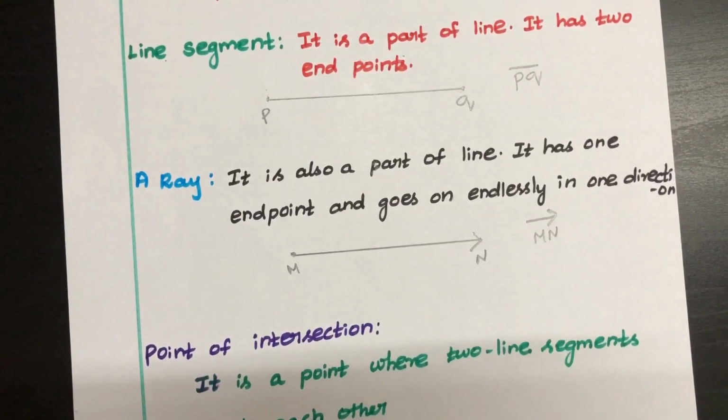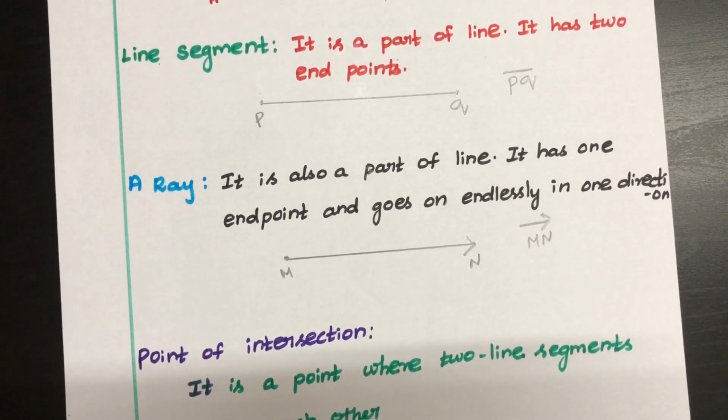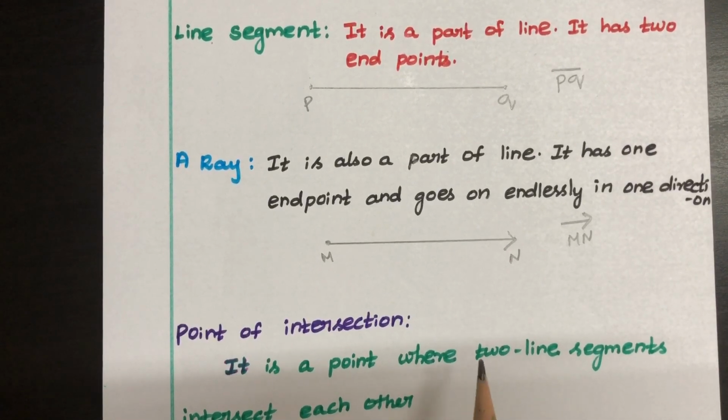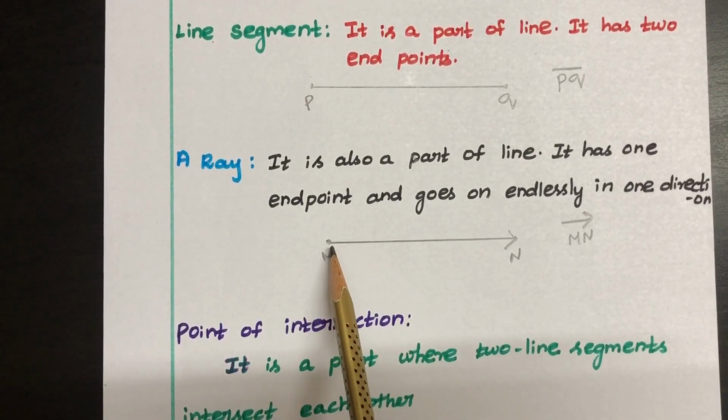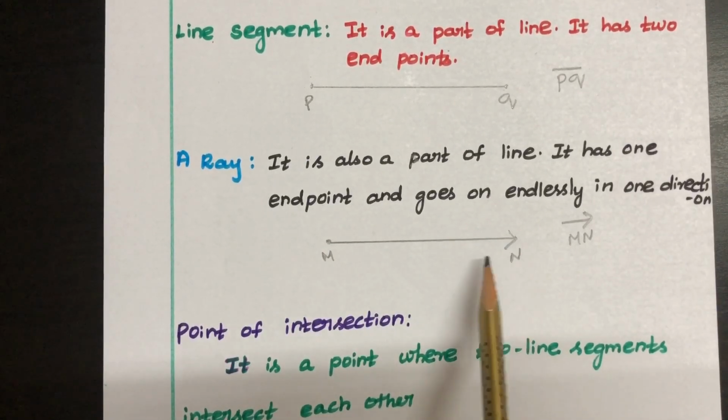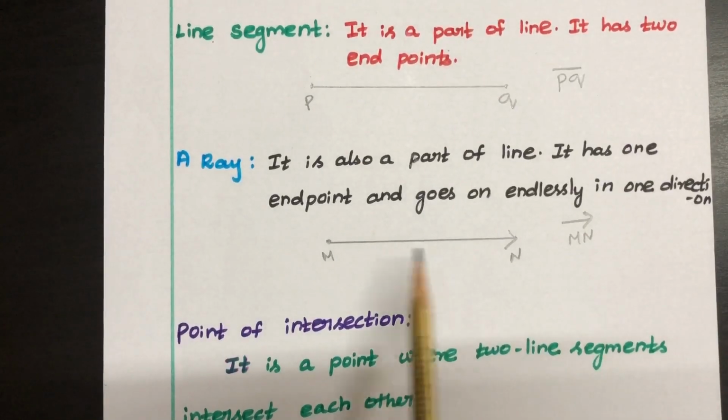For example, if you are using a torchlight, the torchlight is the starting point. From there, light will go as a ray, going endlessly. That is called a ray of light. Here in the line, it is called a ray. That means it has a start point but no end point, moving in only one direction. That is called a ray.